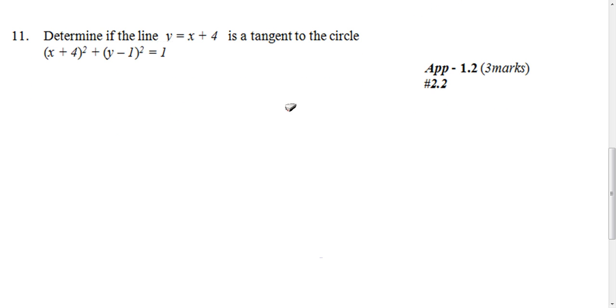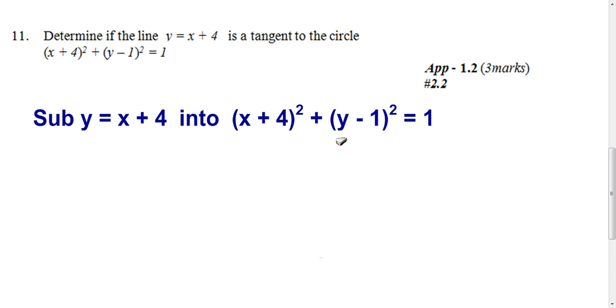Right, last question. Determine if the line y equals x plus 4 is a tangent to the circle x plus 4 all squared plus y minus 1 all squared equals 1. So if we have to prove that the line is a tangent to the circle, we're going to prove that it touches it once and once only. So it's really an intersection question. Where does the line intersect the circle? And to do that, you sub in y equals x plus 4 into the y part of the circle equation.